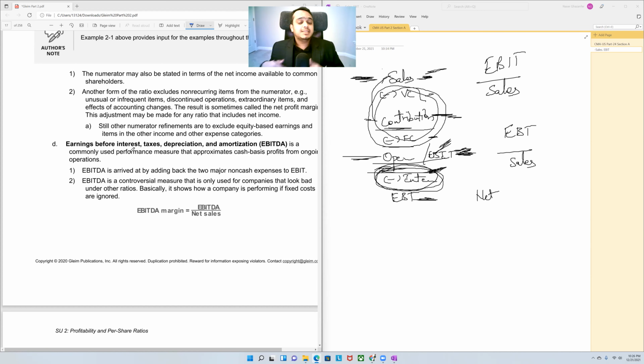Just remove all this and see how much your income is. Just remove your interest, tax. Now I'm not talking about removing it, meaning deducting it from the earnings. You are doing it before even deducting this. Just remove it from the calculation. Just take your earnings before interest, before taxes, before depreciation, before amortization, and divide it by the net sales. You would be getting your EBITDA margin. In fact, this is the most used margin ratio in understanding the share value of the organization.